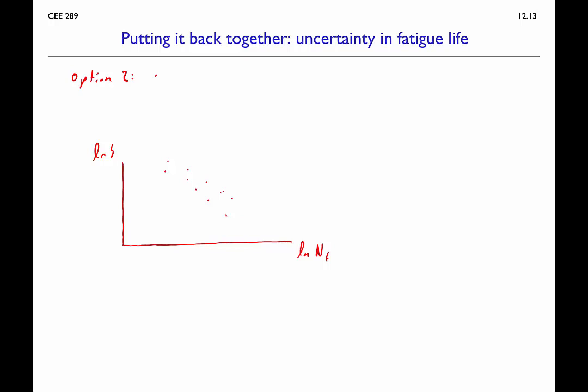So we'll get some experiments out here, and then what we might do is pick a line that's below those experiments. So we're going to assume a lower number of cycles to failure than we actually saw in the experiments. Let's make a little legend here. The dots would be experiments, and the line would be the design equation, which is going to underestimate NF relative to what we saw in our experiments.